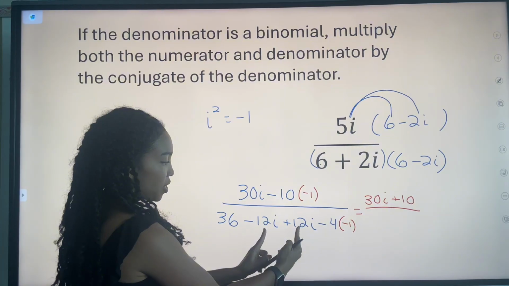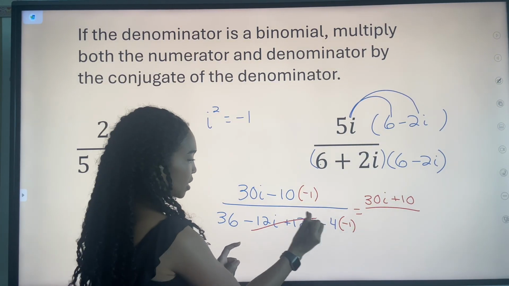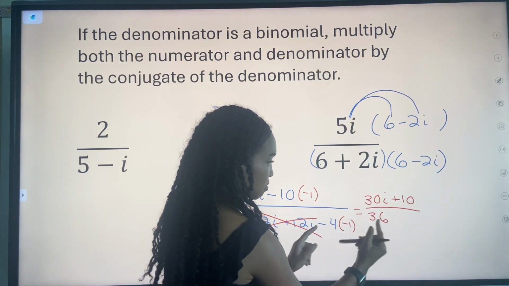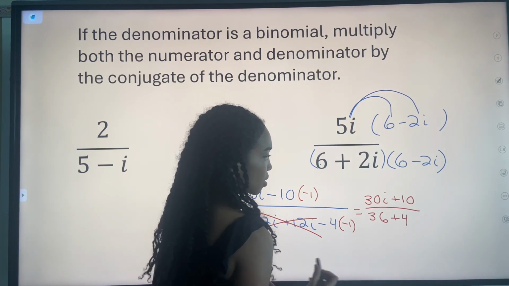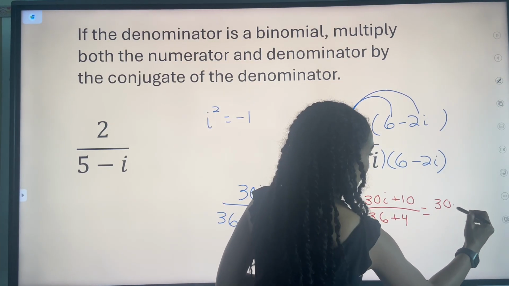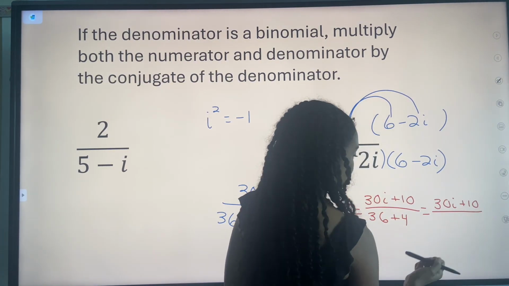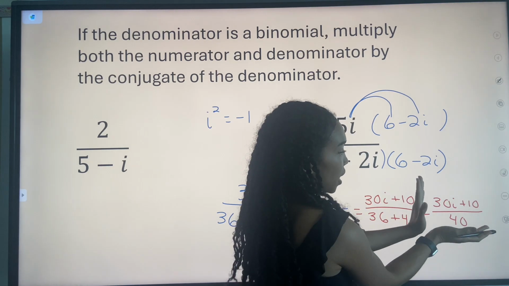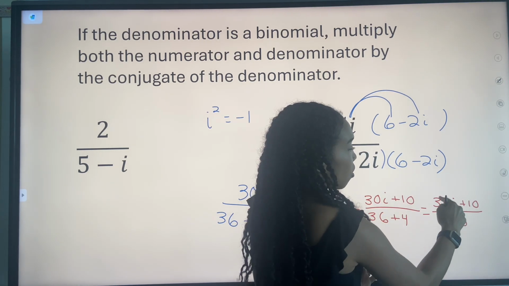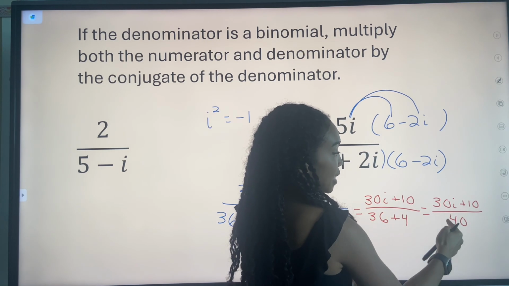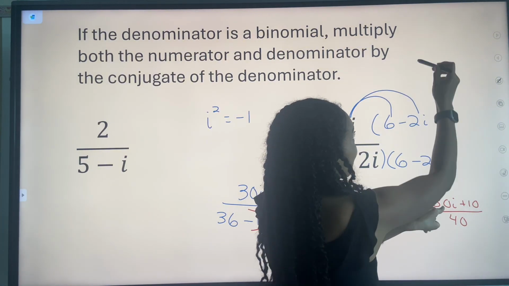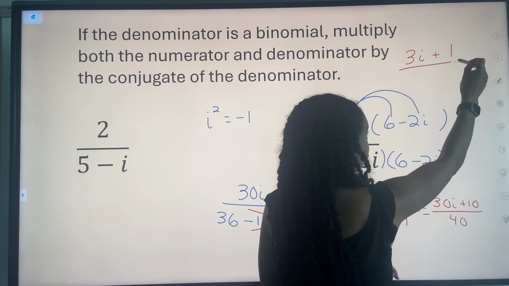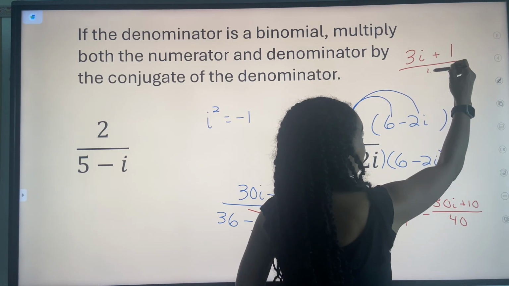And notice this right here, negative 12i plus 12i cancels out. So I'm left with 36, and these two negatives make it a positive 4. So I get 30i plus 10 over 36 plus 4 is 40. Please do not leave your answer like this. All three numbers can be divided by 10. 30 divided by 10 is 3. 10 divided by 10 is 1. 40 divided by 10 is 4.